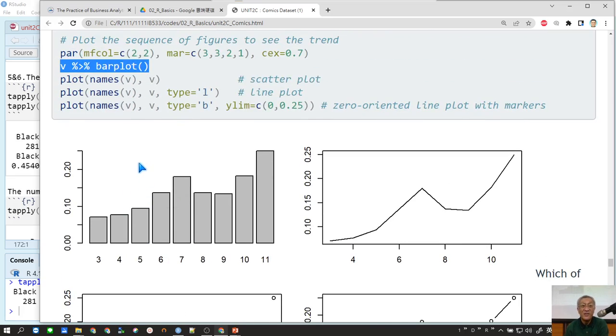Now if I plot V, which means I can actually plot a line plot, okay? And a line plot is two-dimensional, right?